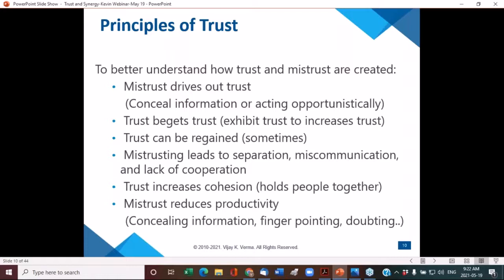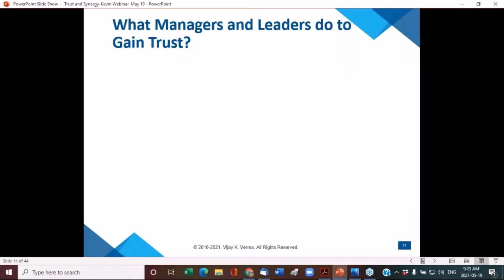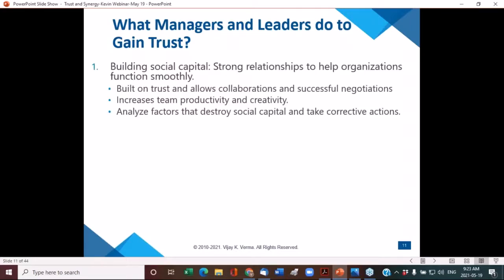Okay, and mistrust reduces productivity. If you really do not have trust among your people, people conceal information, people do a lot of finger pointing, doubting, and so on. So what do managers and leaders do to gain trust?